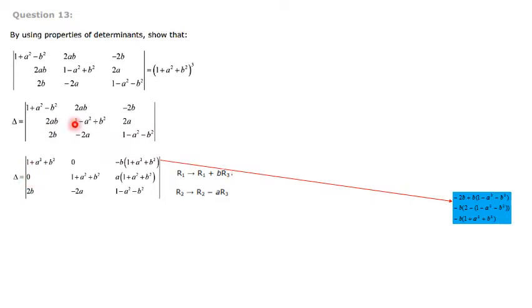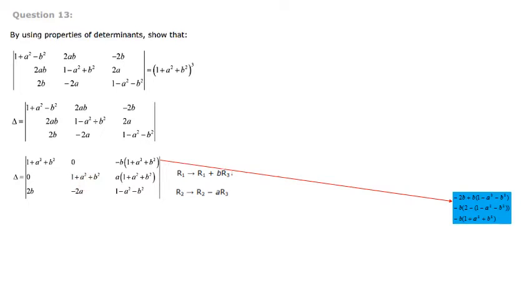Next is 1 minus a square plus b square minus a into r3, that is a into r3 is a into 2a, that is 2a square. So when you do the calculation, 1 minus a square plus b square plus 2a square, so it will become as 1 plus a square plus b square, because minus a square plus 2a square, when you do the calculation you will get it as plus a square.